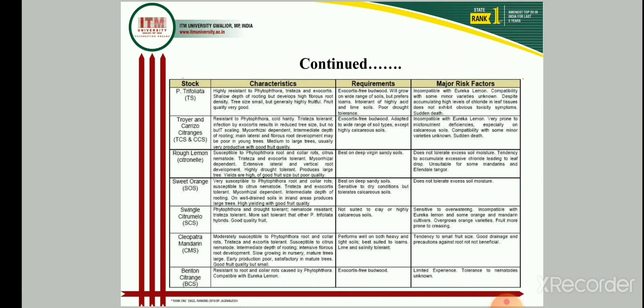By this lecture, it is very clear that rootstock selection is a very important process in the propagation of fruit trees, where compatibility between rootstock and scion is equally important.